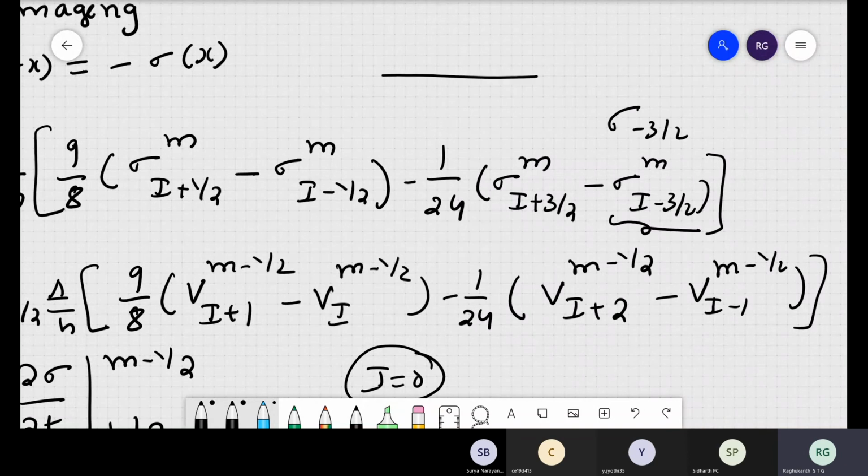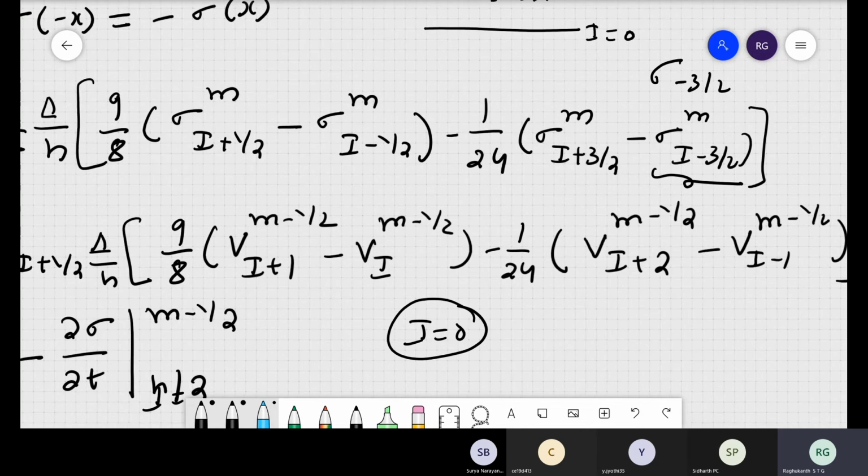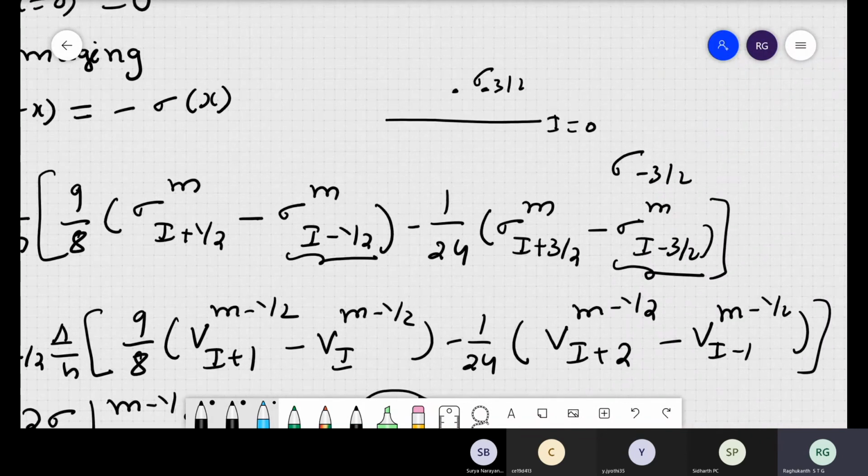So this is our free surface, this i equal to 0. Now we have to get the value σ at minus 3/2, which is above the surface itself. So this is problematic. At the surface, this quantity σ at minus 3/2 is a problematic thing here. Apart from that, we also have this i minus half, so this is σ at minus half. So these are the two quantities.